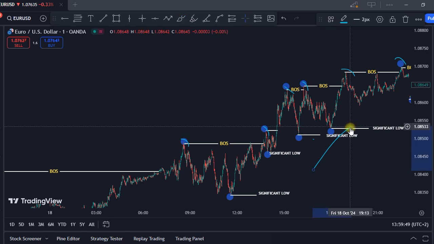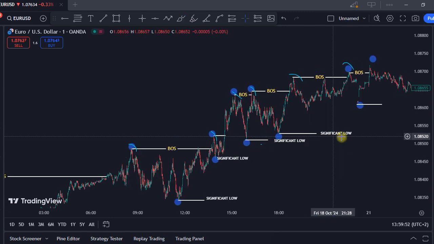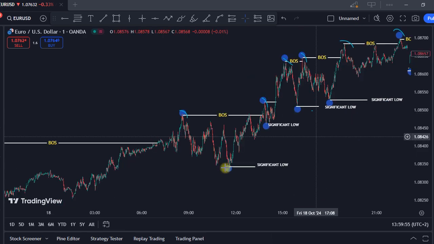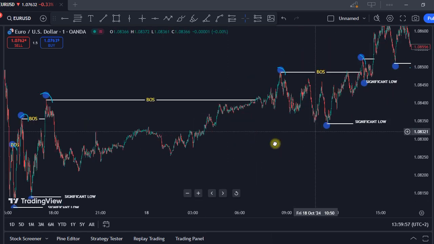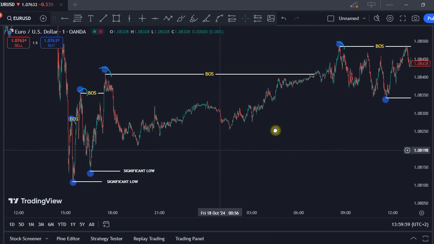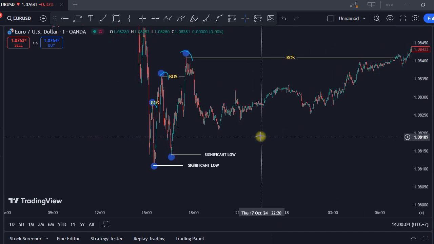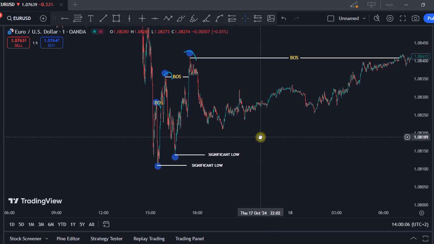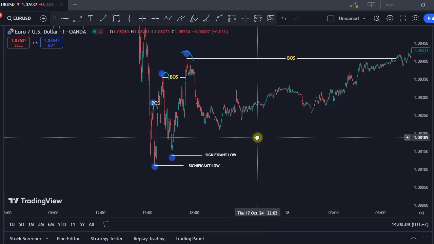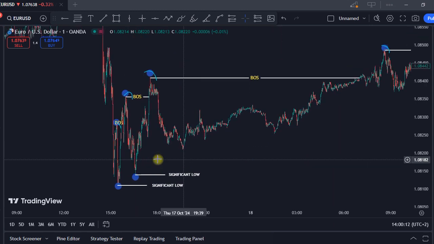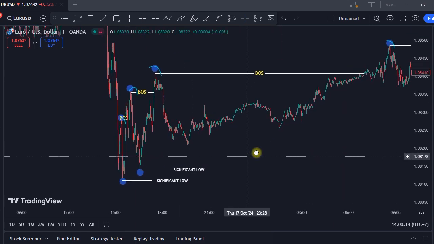protected lows. So this is going to be a protected low, a protected low. All these lows are going to be protected until the market runs out a significant low, and that is going to be a sign of a new trend that is forming. It's now going to be a downward trend. As you can see, this is an upward trend because we're having higher highs and higher lows.